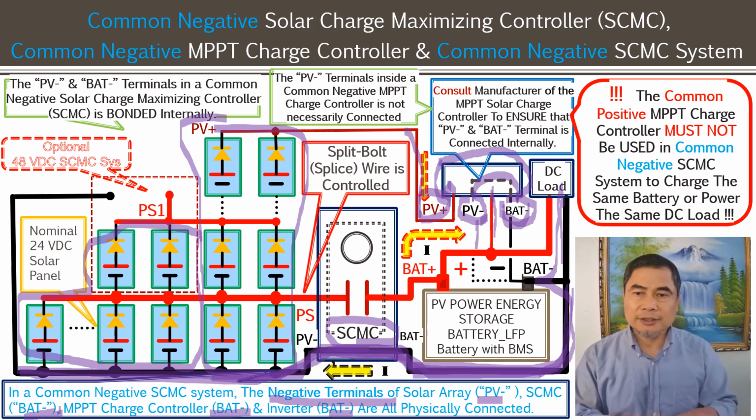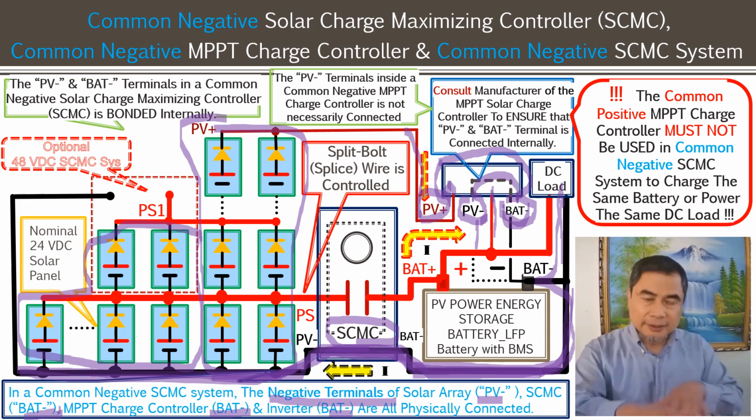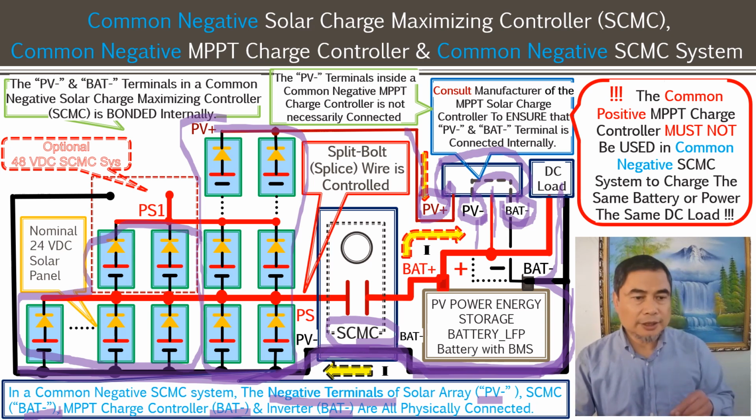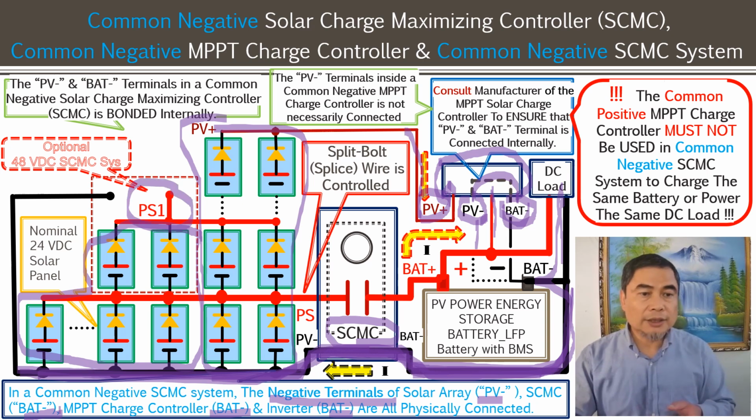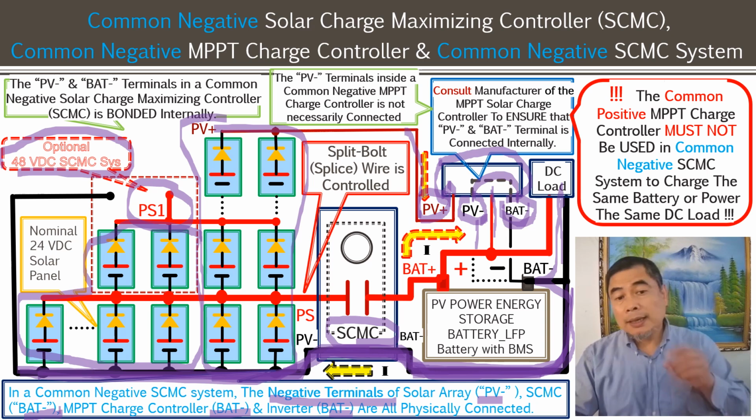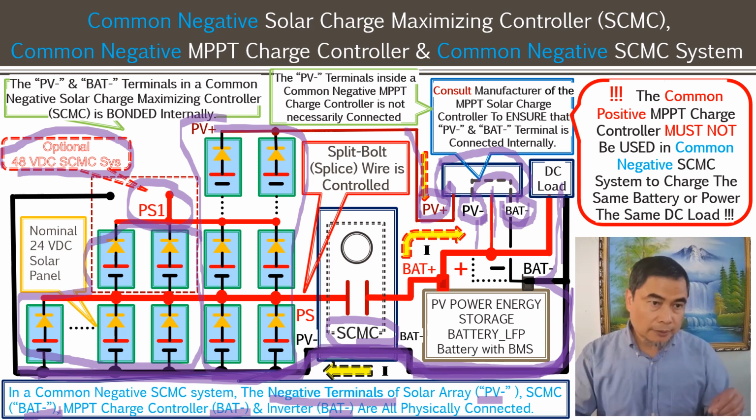We're going to show you another slide to explain how it is different from this connection. As you can see here, in common negative, the negative is all bonded and connected. And the panel will look like so, every string here has the negative all connected. And PS1 here is only an option. If you have a 40 VDC solar charge maximizing controller system, you would have a 40 VDC system to match that, but that's an option.